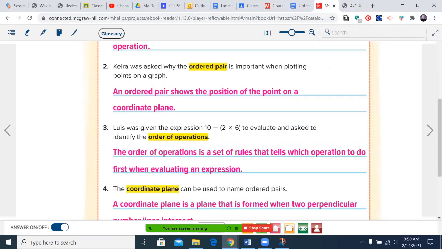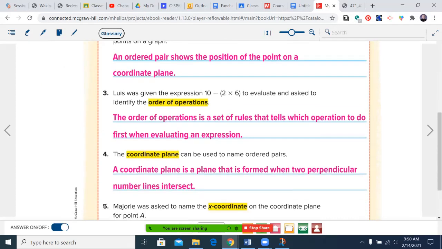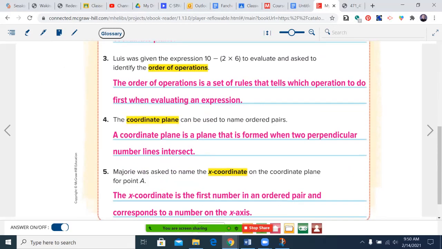Ordered pair shows the position of a point on a coordinate plane. It's written with a parenthesis, a number, a comma, another number, and a parenthesis. Order of operations is a set of rules that tells you which operation to do first when evaluating an expression. That's where we have our friend PEMDAS.